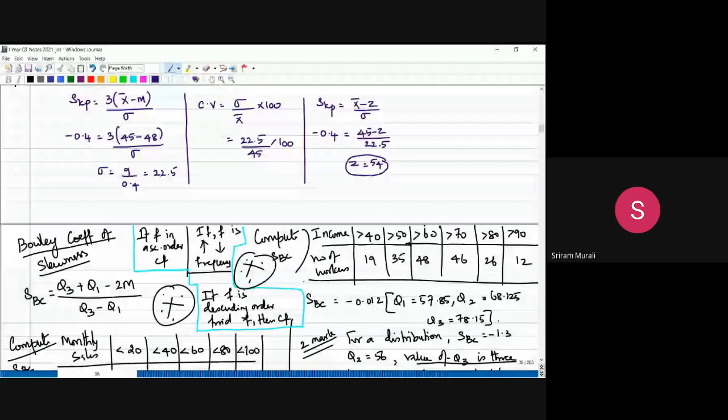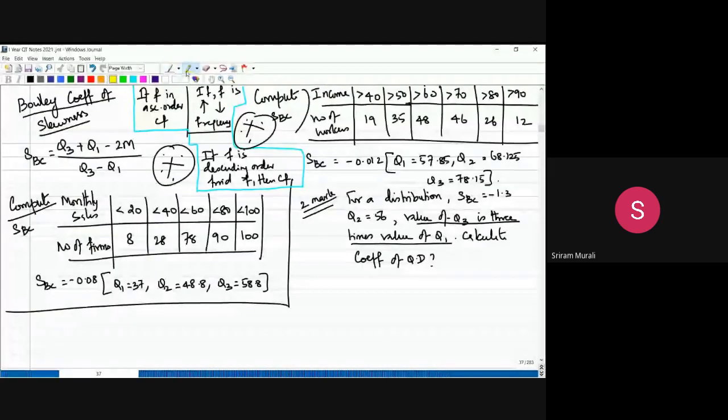இப்போ Karl Pearson coefficient பண்ண மாதிரி Bowley's coefficient. Bowley's coefficient formula is this: Q3 plus Q1 divided by Q3 minus Q1. Difference: Karl Pearson coefficient based on mean, median, mode, SD. Bowley's coefficient based on the positional average. Q3, Q1 and median. அதான் difference.